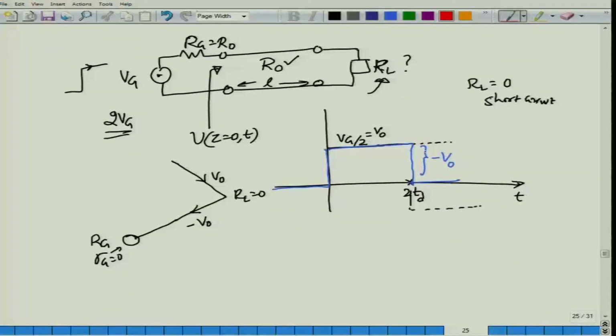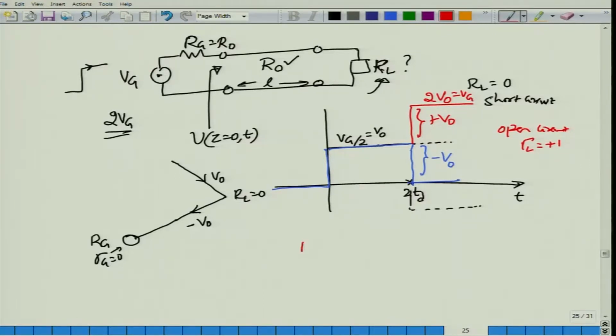Now, suppose I tell you that the voltage did not jump down by minus V0, but rather jumped up by plus V0, that is, the voltage you are seeing here is 2 times V0, which is of course equal to Vg, right. So what type of load would have given you a jump of magnitude V0? That load could only be an open circuit load, because for an open circuit load gamma L will be equal to plus 1, therefore you would see that jump.